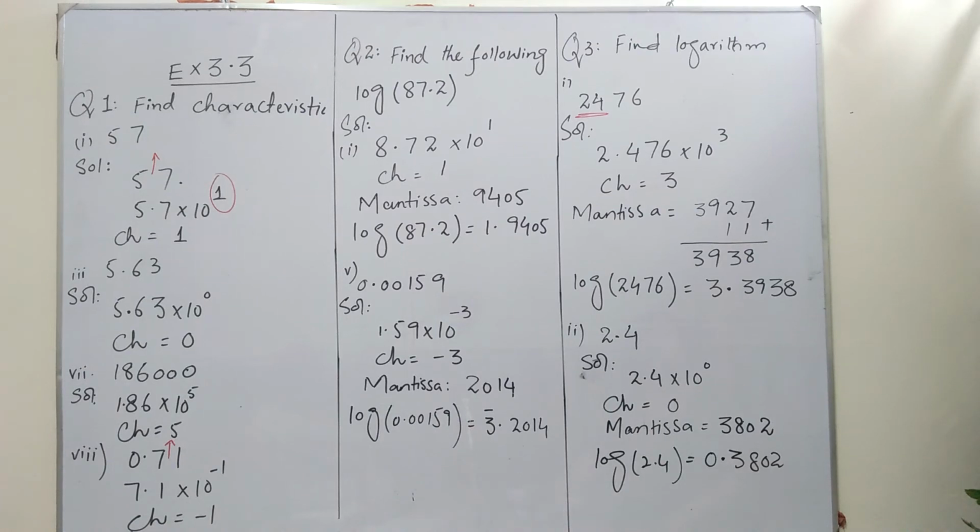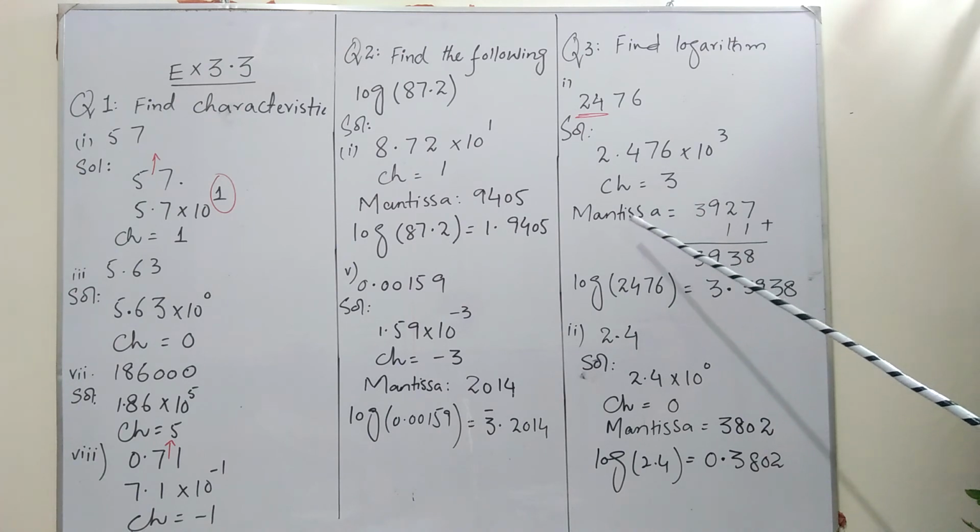Now question number 3 is find the logarithm. The questions are the same. You just have to find the value of logarithm in both question number 2 and question number 3. Now question 3 part 1 is 2476. You have to find the logarithm. First write down the value in scientific notation form. It becomes 2.476 multiplied by 10 raised to the power 3. Characteristic is equal to 3.